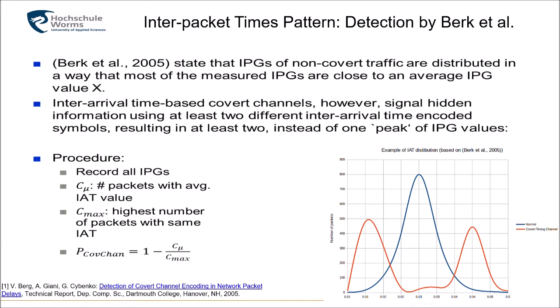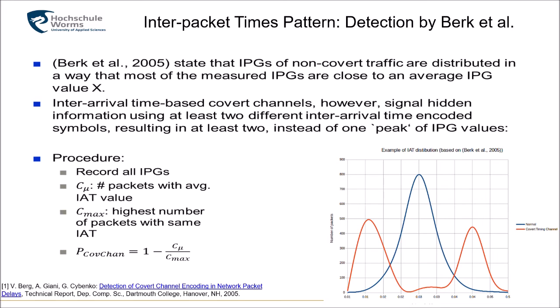And they said that the interpacket gaps of non-covert traffic are distributed in a way that most of the measured interpacket gaps are close to an average IPG value X, while inter-arrival time-based covert channels, that's those created by the interpacket pattern, signal hidden information using at least 2 different inter-arrival time encoded symbols, resulting in at least 2 instead of 1 peak of IPG values.